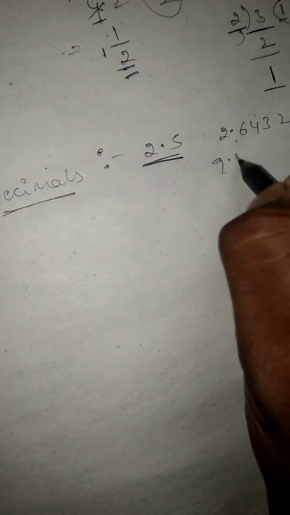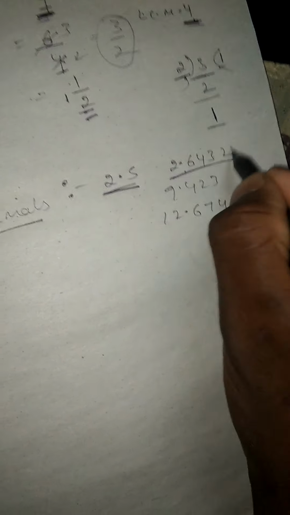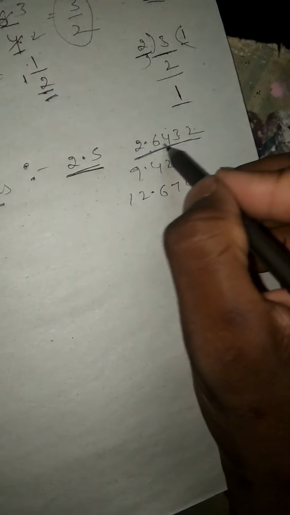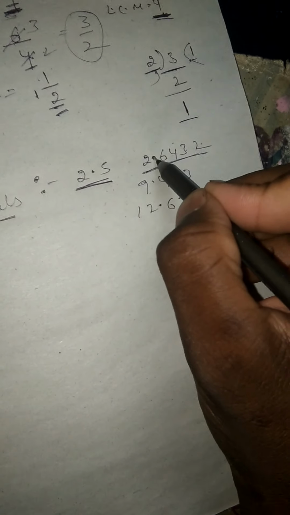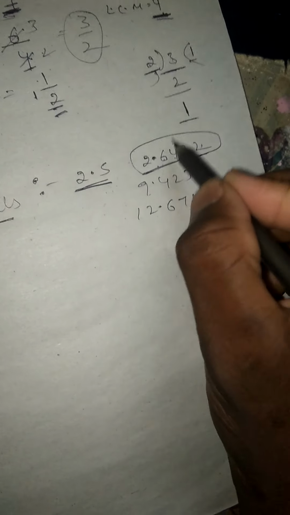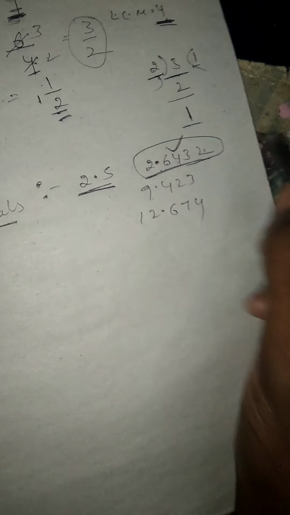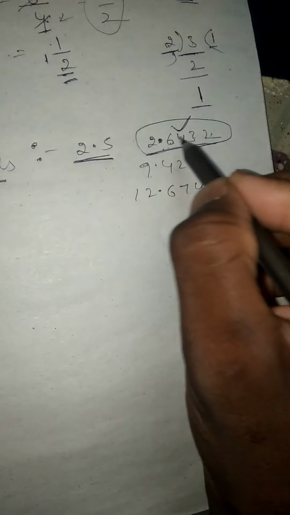2.6432, 9.423, 12.674. We have to read this as 2.6432. We don't read it as 2.6402. After the point we have to read the digits separately: 6432. This is the correct pronunciation. We don't read it as 2.6432 in the wrong way. This is wrong, this is right. This is called a decimal.